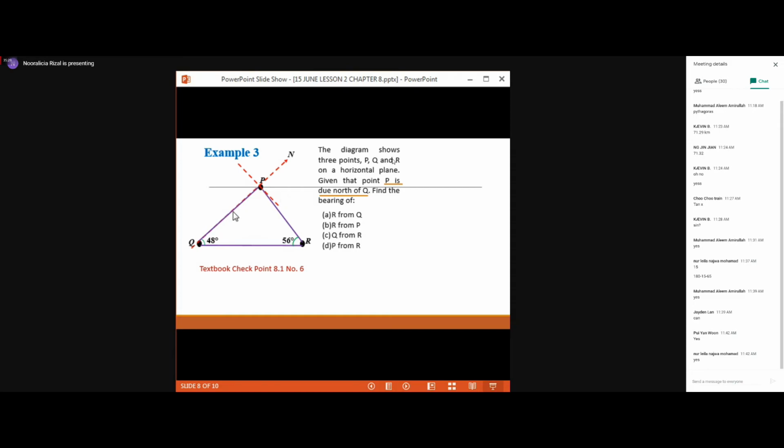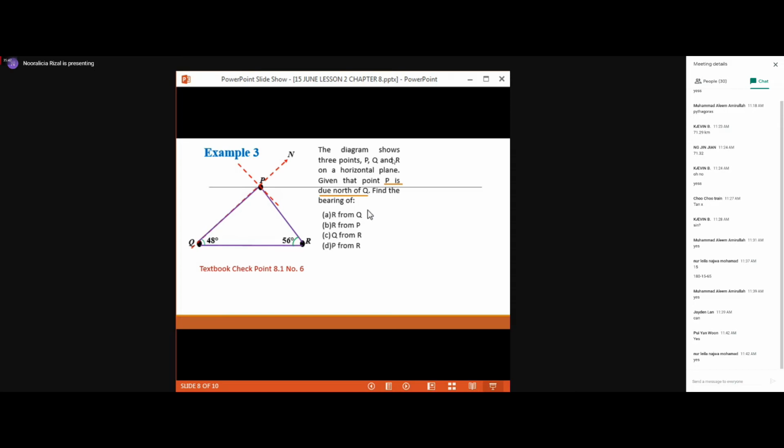For R, the north will also be this way. It cannot be different, because remember they are all on the horizontal plane. You can't say for P the north is left, then suddenly for R the north is this way. That means you're going to be wrong already. Got it? Your north is there.